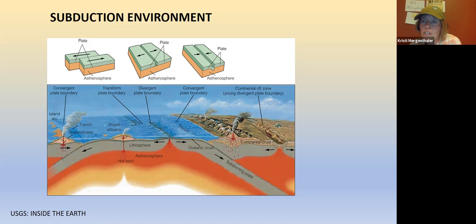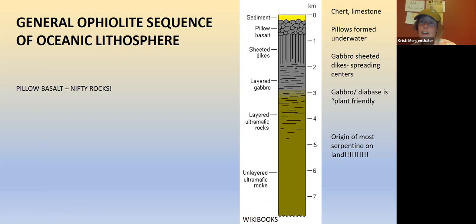Often the environment is you have an island arc like the Philippines or Japan or Indonesia coming in on the oceanic plate towards the continent. The island gets stuck and the island gets attached to the continent as well as chunks of ocean crust. All right, enough of that. These chunks of oceanic crust or lithosphere are called ophiolites.